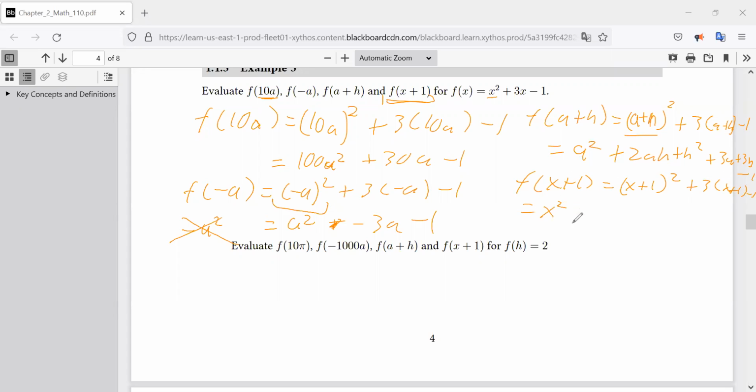So this is going to be x squared plus 2x plus 1 plus 3x plus 3 minus 1. So this cancels with this, and we get x squared plus 5x plus 3. Does that make sense to people? I think it makes sense. Cool.